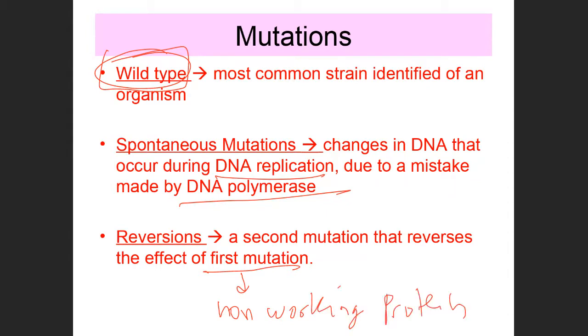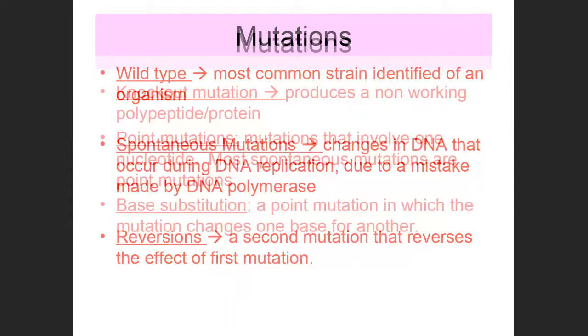A second mutation somehow turns that non-working protein into a working protein. What a second mutation never does is fix the first mutation. That first mutation remains, but a second mutation somehow, and we'll talk about a couple of possibilities, makes that protein work again. Okay, so that's a reversion.